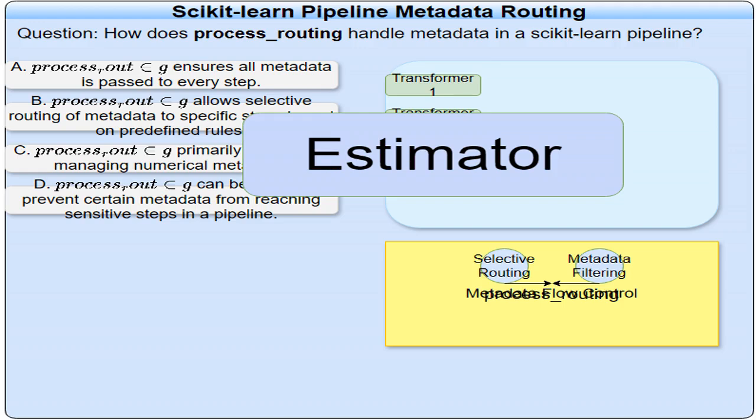This refers to the core function within scikit-learn's metadata_routing module. It's like a traffic controller for metadata within your machine learning pipeline. It decides which pieces of information are passed along to each stage of your pipeline. Think of it as a gatekeeper, deciding what data each step gets to see.